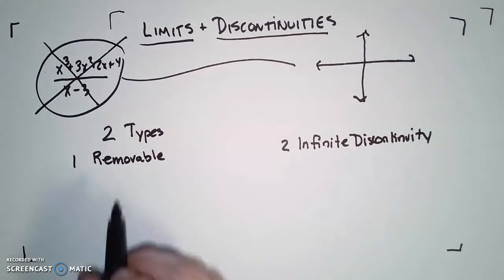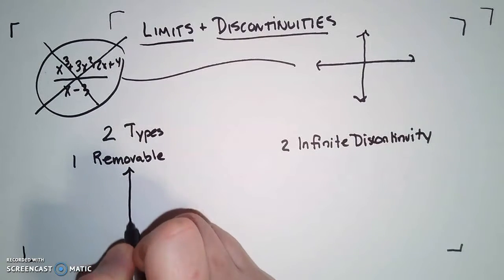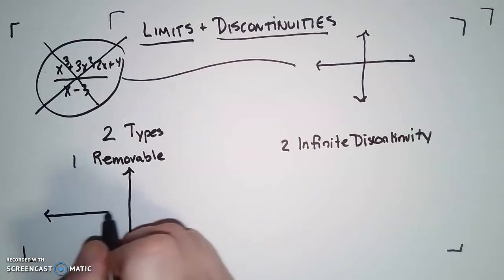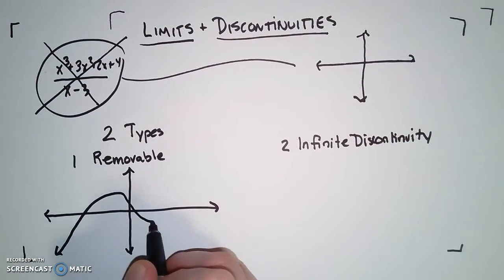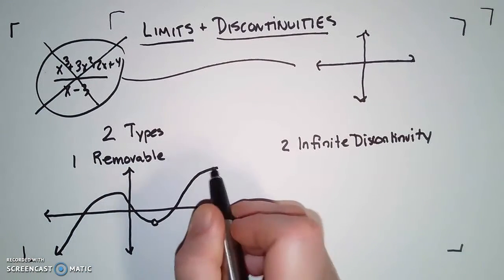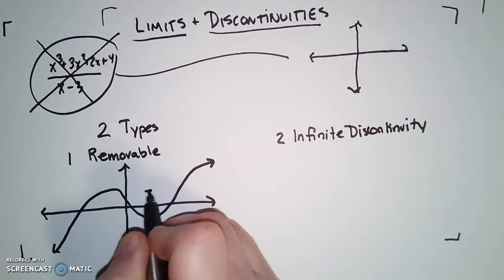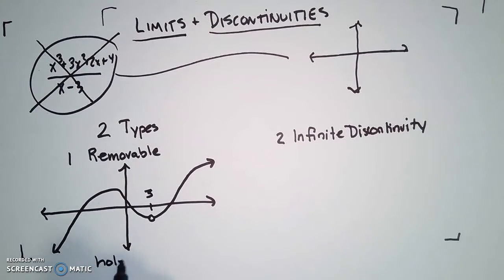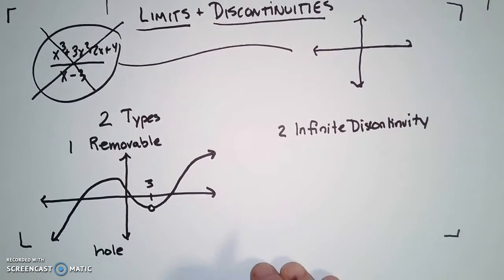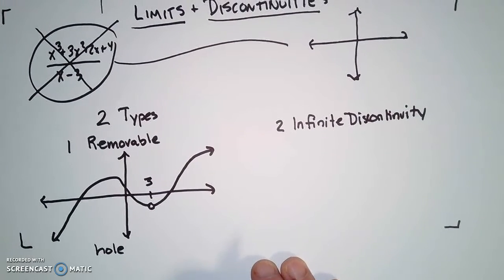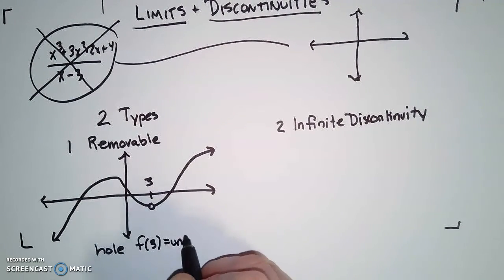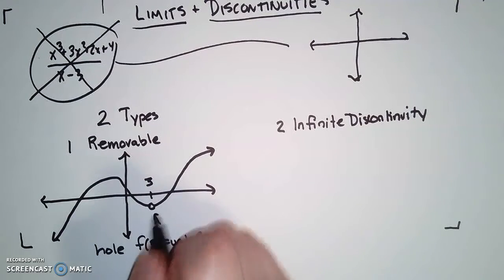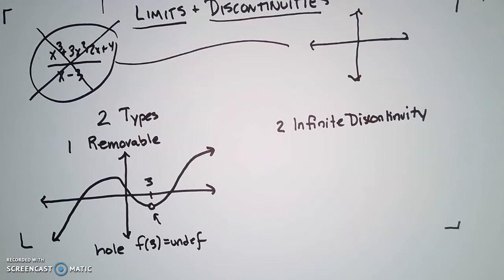Okay, so a removable discontinuity is just one where, if we have a function, there is a hole in the graph. As a matter of fact, for this particular function, I could say that f of 3 is undefined. There is no value of this function on the graph at 3. Everywhere else there's a value, but at 3 there is no value.